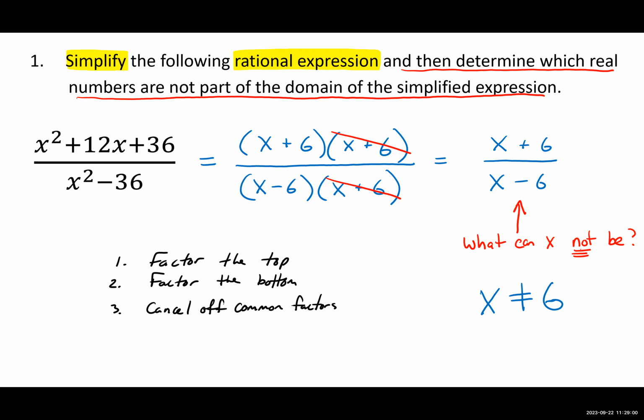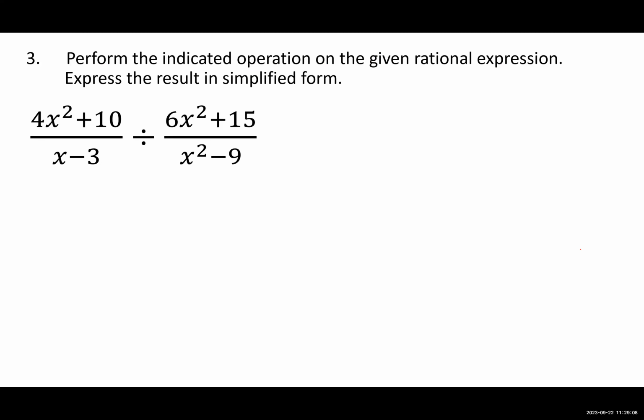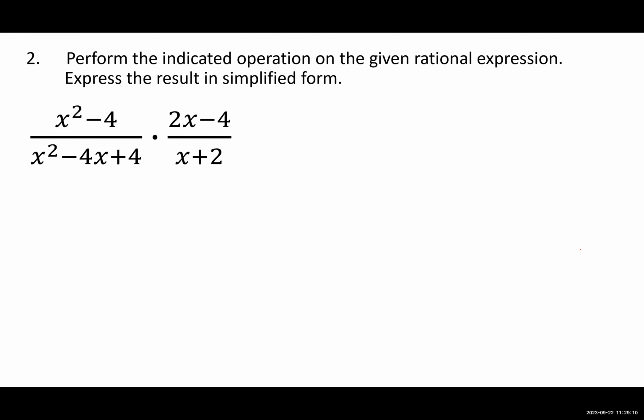All right, next two problems are very similar. Number 2 is multiplication. Number 3 is division. So multiplication and division. First step, it's the same as number 1, factor. So again, I'm going to go quickly through the factoring. So we get x minus 2. So this is actually 4 factoring problems. This is 4 different factoring problems. Factor the top on the left, bottom on the left, top on the right, bottom on the right.